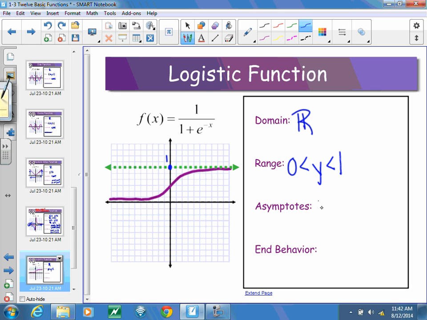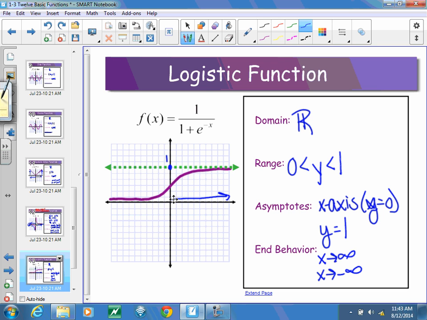We have an asymptote on your x-axis, which is the equation of y equals 0. And we also have an asymptote at y equals positive 1. And behavior, as x goes towards positive infinity and as x goes towards negative infinity. As x goes towards positive infinity, what's happening here is your y value is going towards that positive 1. So y is going to go towards 1. As x gets small and as x goes towards negative infinity, your graph here is going towards that value of 0. So y is going to go towards 0.